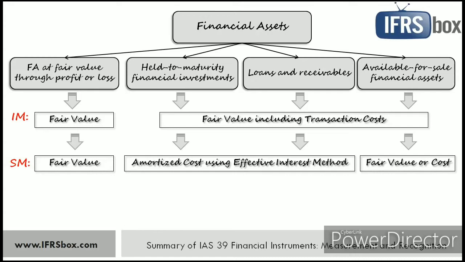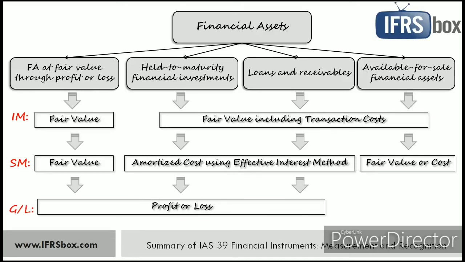IAS 39 also prescribes how to account for gains or losses from subsequent measurement of financial assets. For the first three categories, you shall put gains or losses from remeasurement of financial assets to profit or loss. For available for sale financial assets, gains or losses shall be recognized in other comprehensive income. Then at derecognition, the gain or loss from other comprehensive income shall be taken to profit or loss. This is known as recycling. Of course, impairment of these assets shall be put straight to profit or loss.